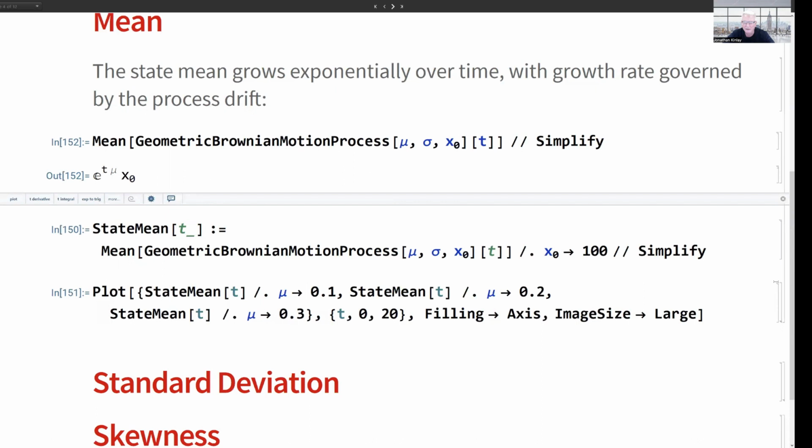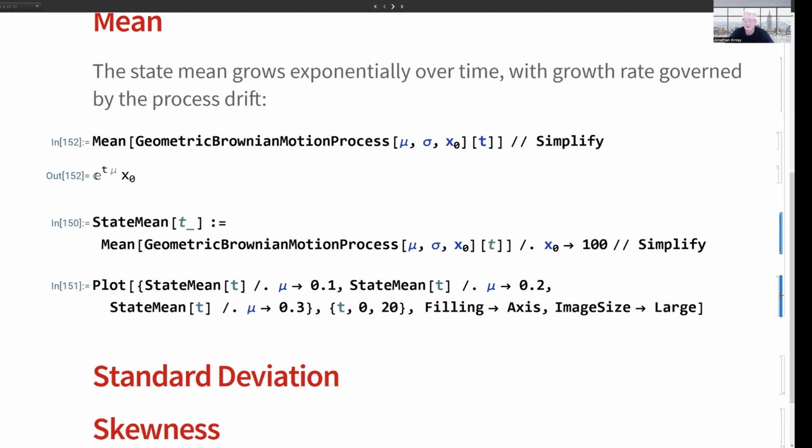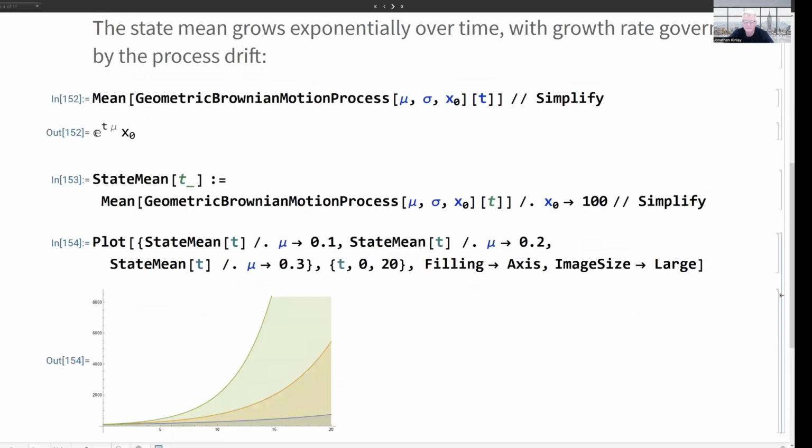Let's look at that state mean for different values of mu. Here we'll define a function that gives the mean of the process at time t, and we'll look at how the mean grows over time for a GBM process with different parameters, mu equal 0.1, 0.2, and 0.3. You can see the exponential growth in the mean, and of course the rate of increase accelerates for larger mu.